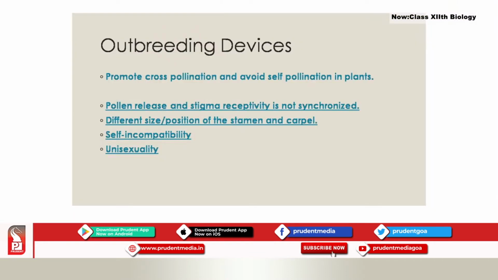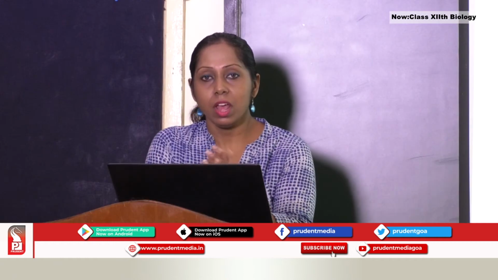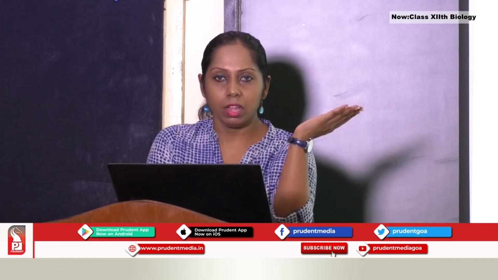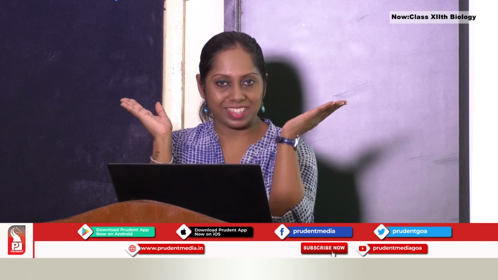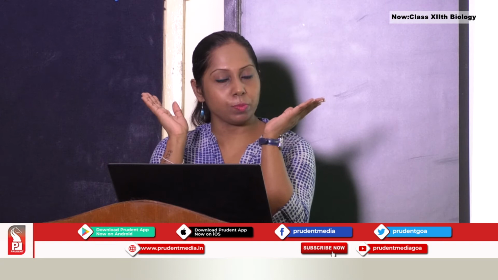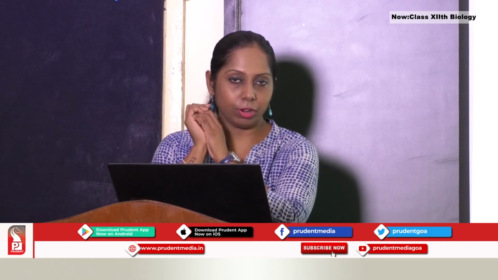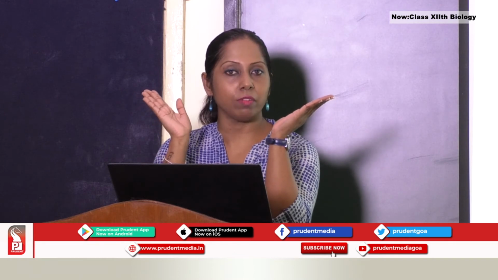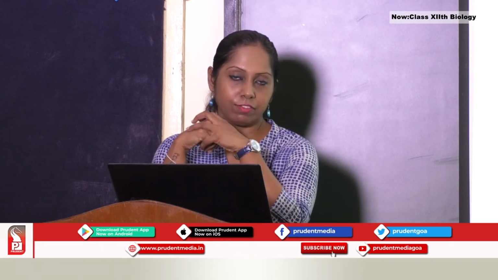Look at the next one, the different size and position of the stamen and the carpel. In a bisexual flower, how to avoid self-pollination and promote cross-pollination? Again, here you can go for the next one, which is different size or position of the stamen and the carpel, which means the stamen position and the carpel position could be in opposite directions. So if it is in the opposite direction, what would happen? It would always try to promote cross-pollination and avoid self-pollination because the position is different. The angles of placement of the stamen and the carpel are in different directions.